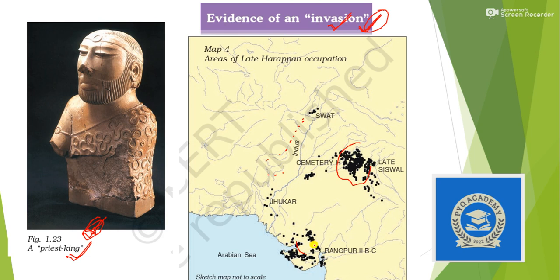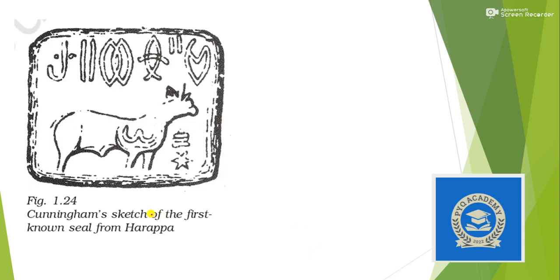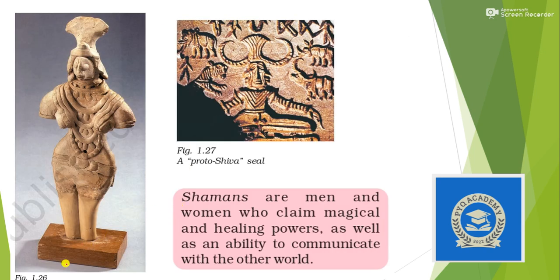Okay, next, this is a sketch made by Cunningham, and the first seal which he got from Harappa. Okay, and this is a mother goddess figurine. Initially it was understood that she was worshipped, but later it was not confirmed. Okay, then this is a Proto-Shiva seal.